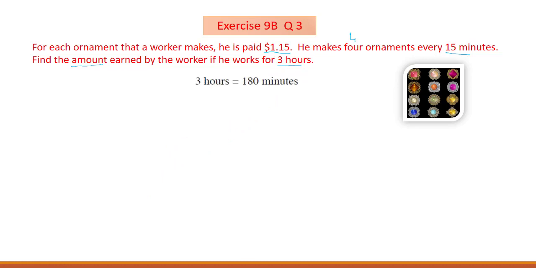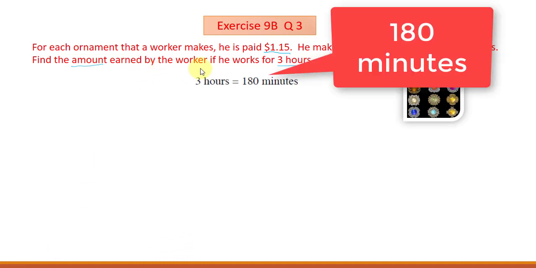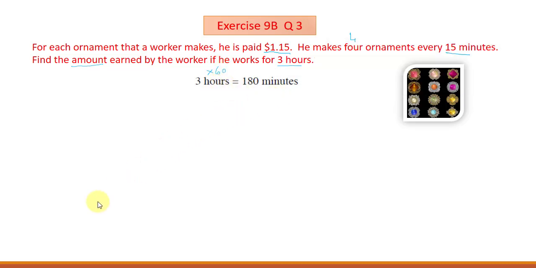You know that 1 hour means 60 minutes, so you will multiply 3 into 60. That is 180 minutes. Now the number of ornaments made in 3 hours will be equal to 4 by 15 into 180. Why 4 by 15? He makes 4 ornaments every 15 minutes. So for 1 minute, if you want to know how many ornaments, we will divide 4 by 15. So this is what we have done over here.